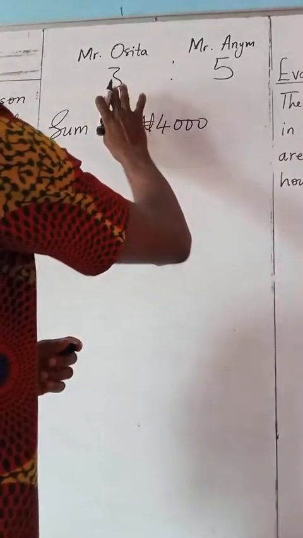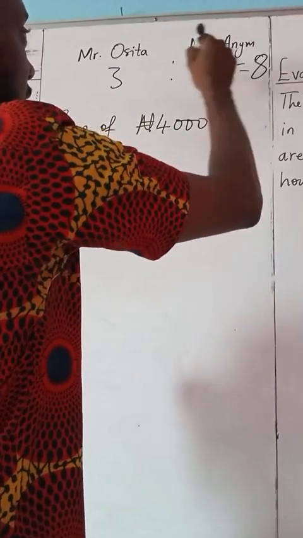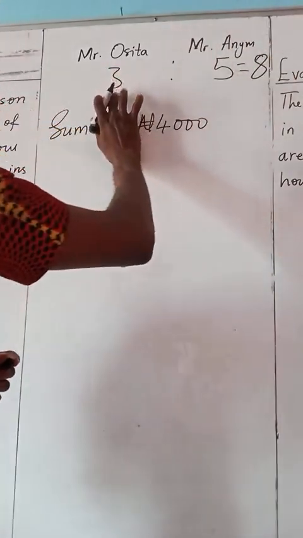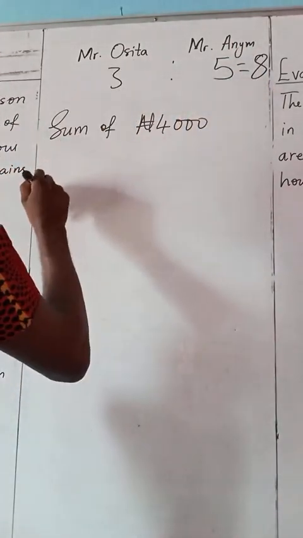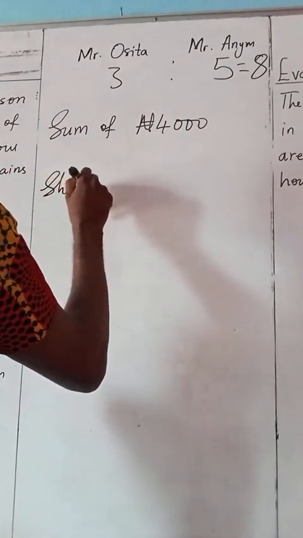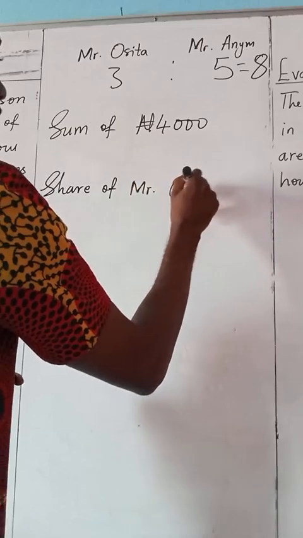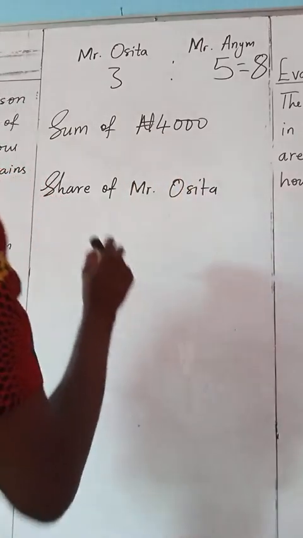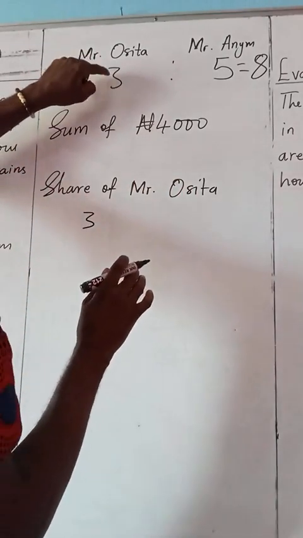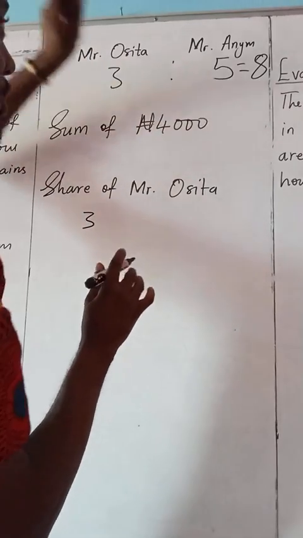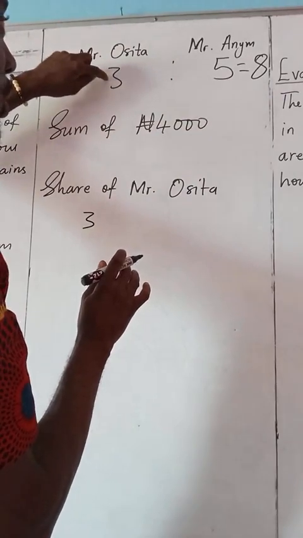Now in this process, you add 3 plus 5 to get the total ratio, which is 8. Therefore, we are looking for the share of Mr. Osita. The ratio is 3:5, so Mr. Osita comes first, so the ratio will be under 3.